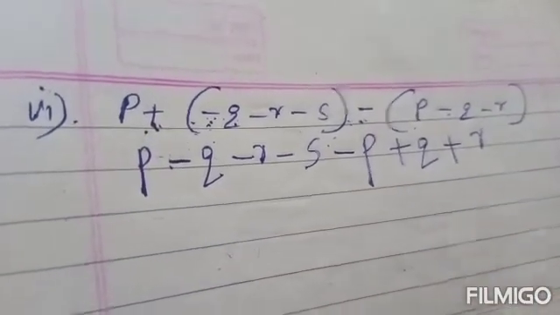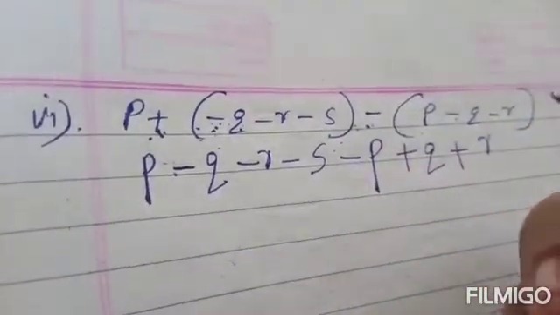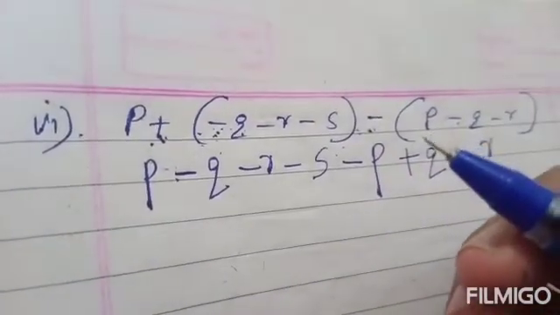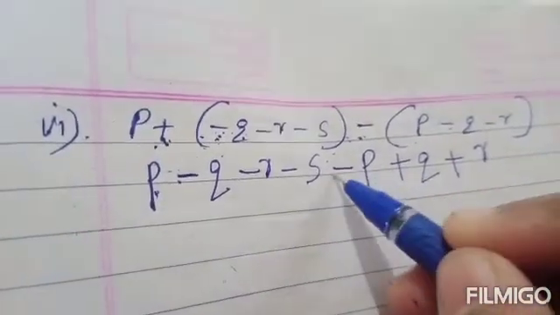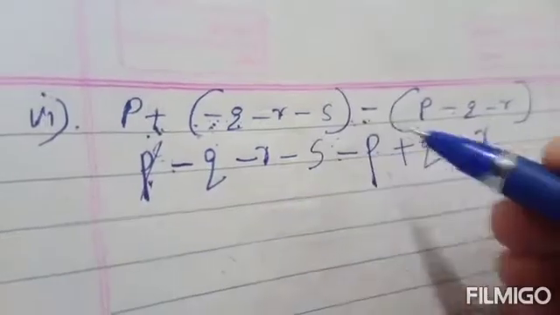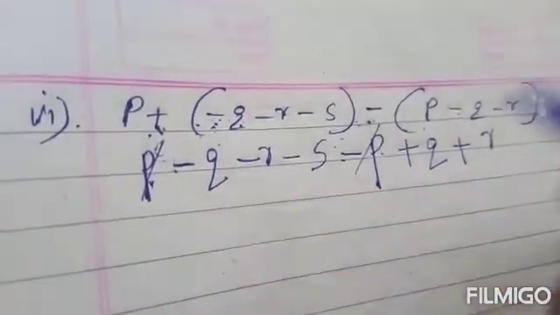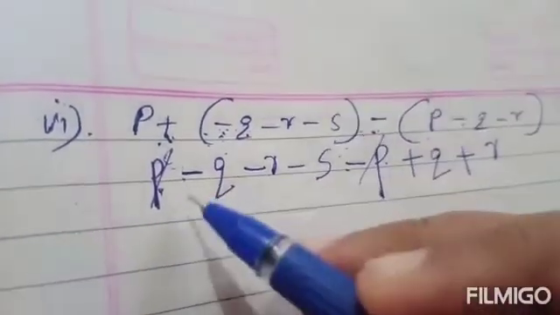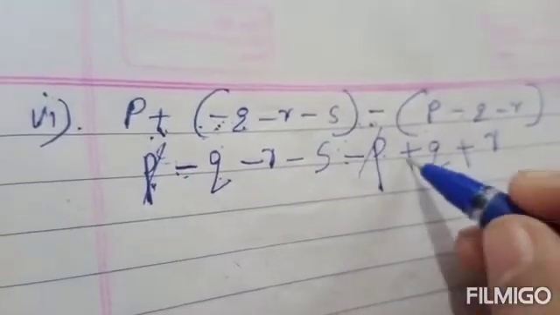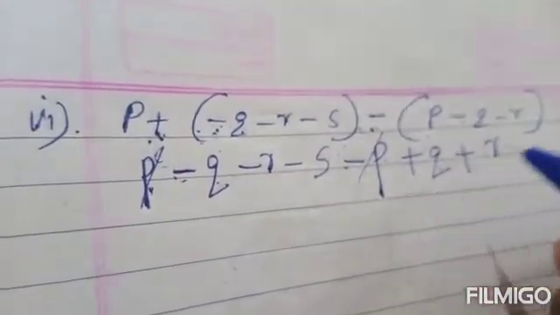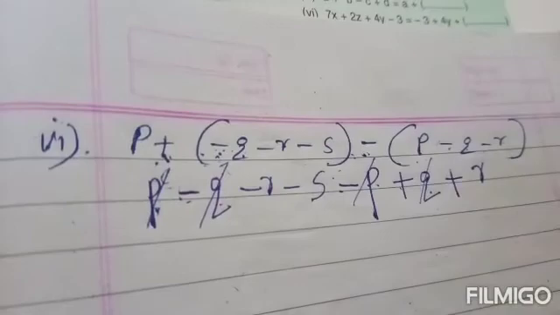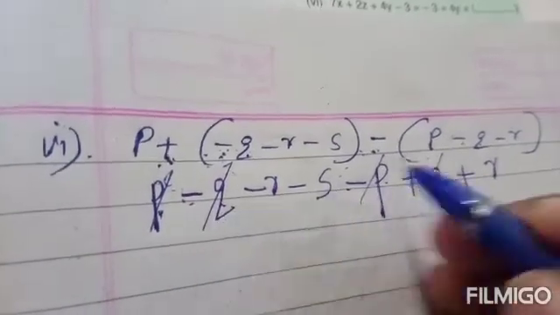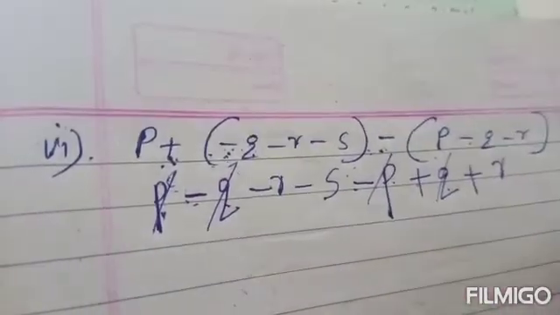Okay, so now you can do the like terms addition or subtraction. So p minus p, that is 0. Next minus q plus q, again you got 0 here. Similarly minus q plus q, you will get 0 only.